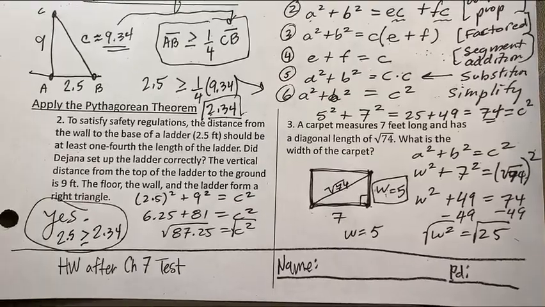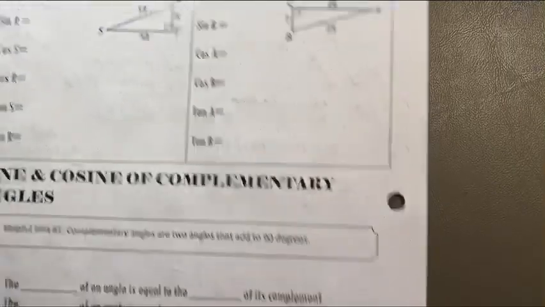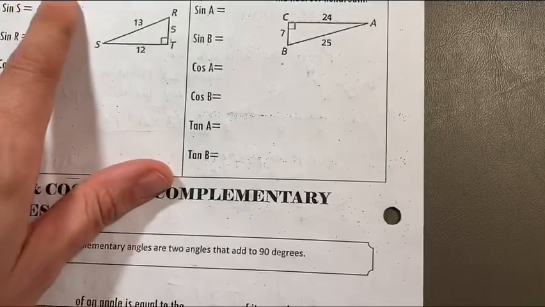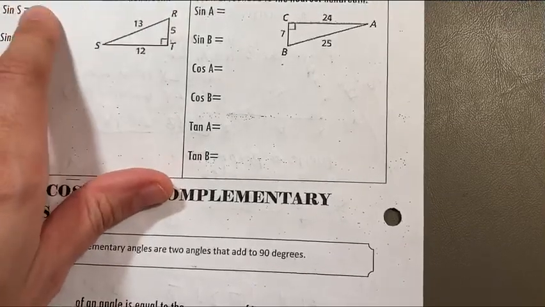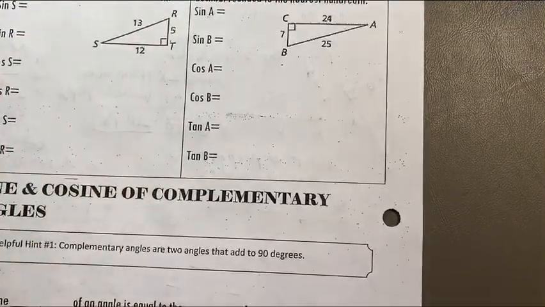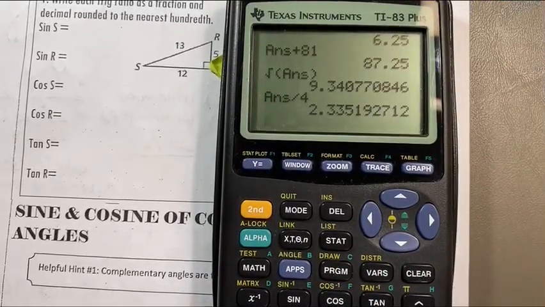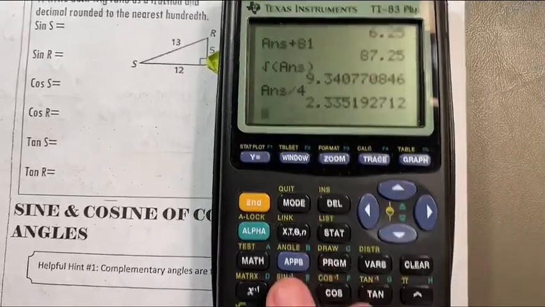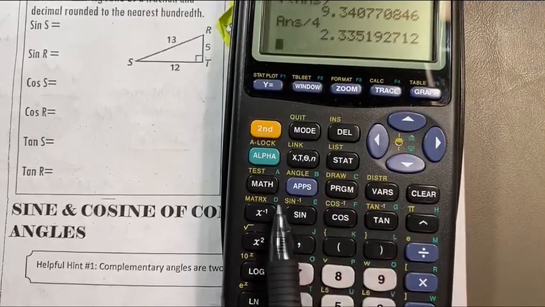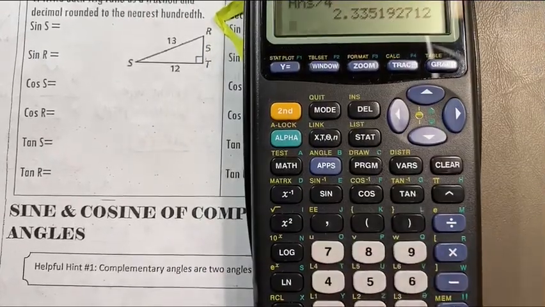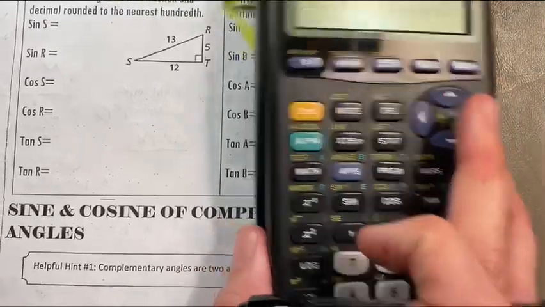Okay, let's check out the back. So it says write each trig ratio as a fraction and as a decimal and round. So you can go to Google and type this in, or maybe you have a calculator that has these functions and you've never used them. So I'm just going to show you how.